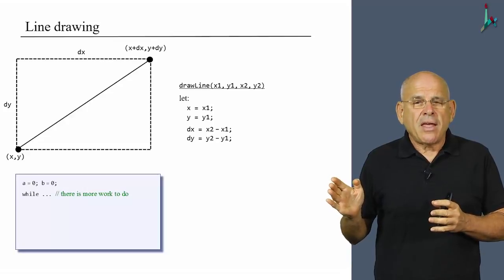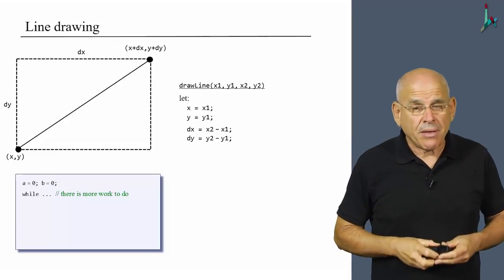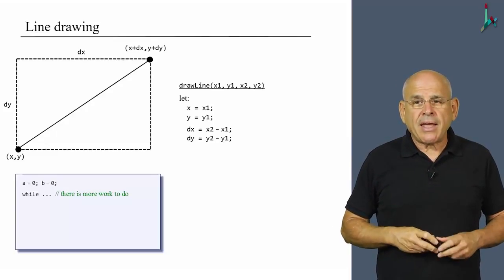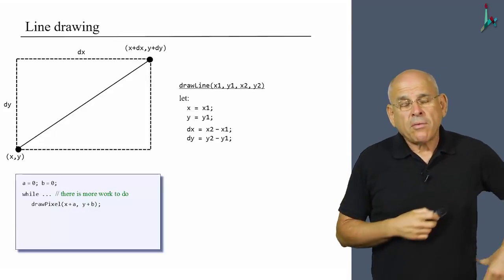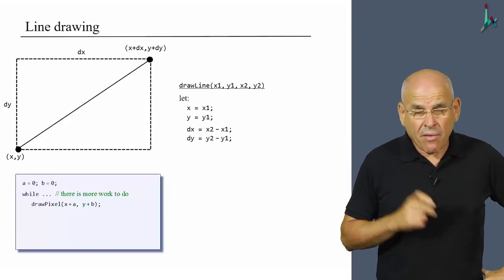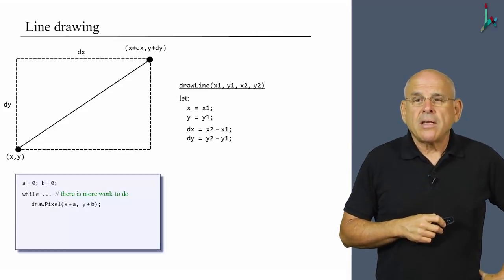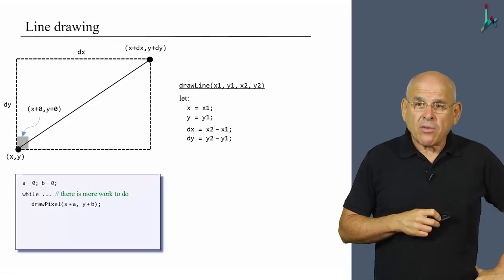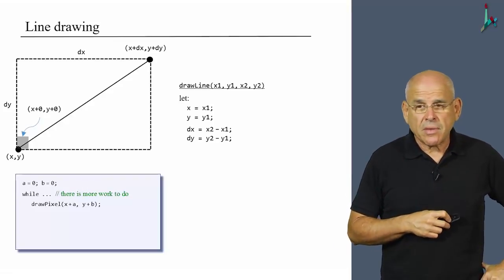This will be a, and how many pixels I went up so far. And this will be b. And at the beginning, a and b equal zero. In each iteration of the algorithm, I'm going to draw x plus a and y plus b. So at the beginning, I'm going to draw the xy pixel, because a and b are zero.